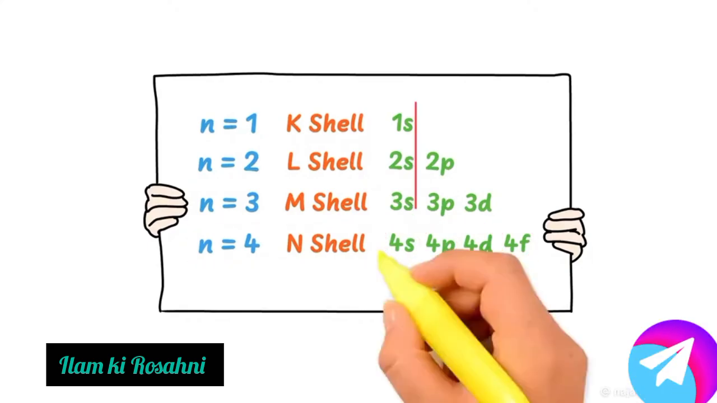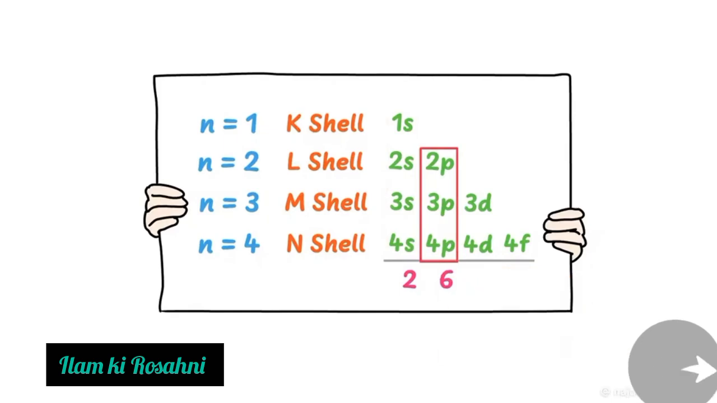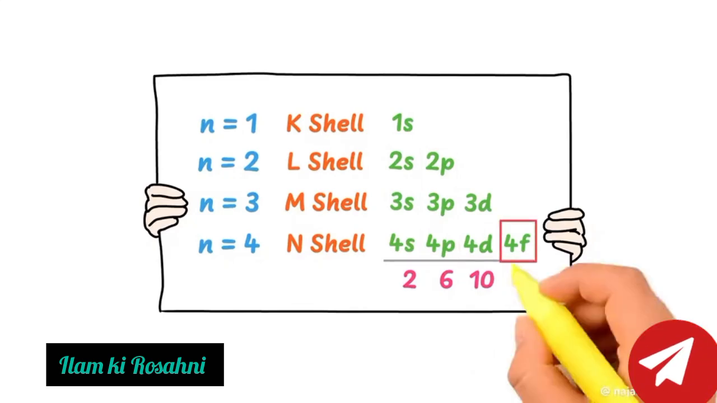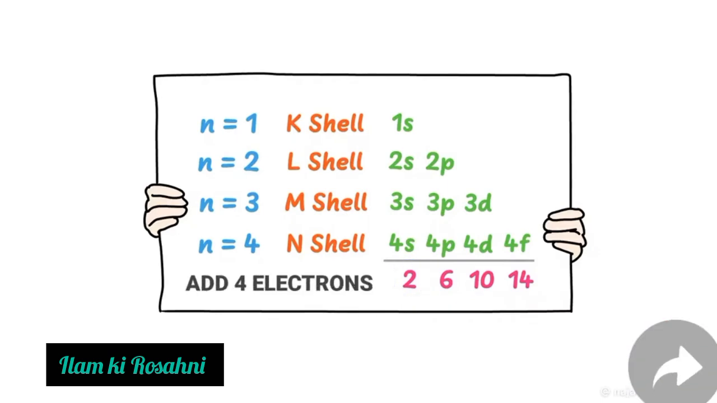Also remember that S subshell can accommodate only 2 electrons. P subshell can accommodate only 6 electrons. D subshell can accommodate 10 electrons and F subshell can accommodate 14 electrons. The easy trick to remember the number of electrons in subshells is to write here 2 and then add 4 electrons to it successively, like 2, 6, 10, 14. Let me repeat it. 2, 6, 10 and 14.